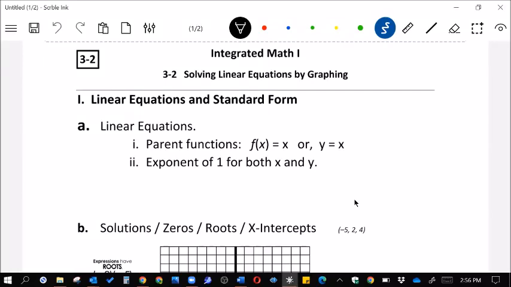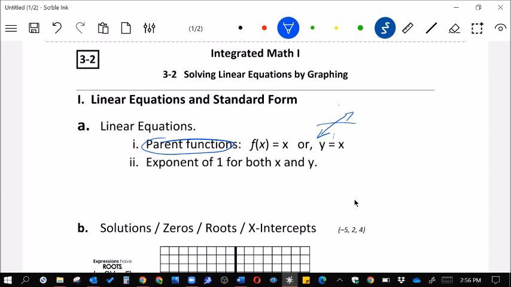Welcome. Let's look at using graphing to solve linear equations. All right, so we're going to focus first on the different parent functions. The parent functions are the basic line, like y equals x, which is the diagonal line that goes through the origin. And every other linear equation is similar to this, but it's moved sideways, up and down, or twisted in some form.